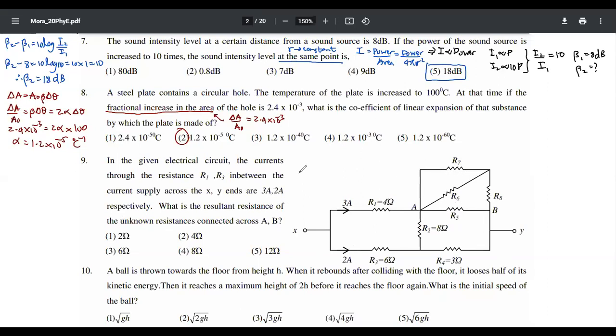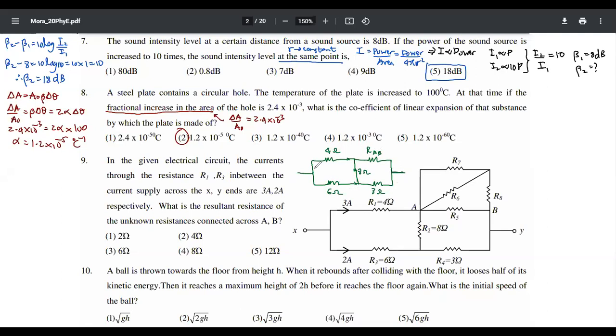Let's say if you draw it again, which I don't like doing, but never mind. You have a resistor here, and instead of all these things, you just put RAB here. That's it, RAB, and this is 3 ohm, this is 4 ohm, this is 6 ohm, this is 3 ohm, and this is 8 ohm.